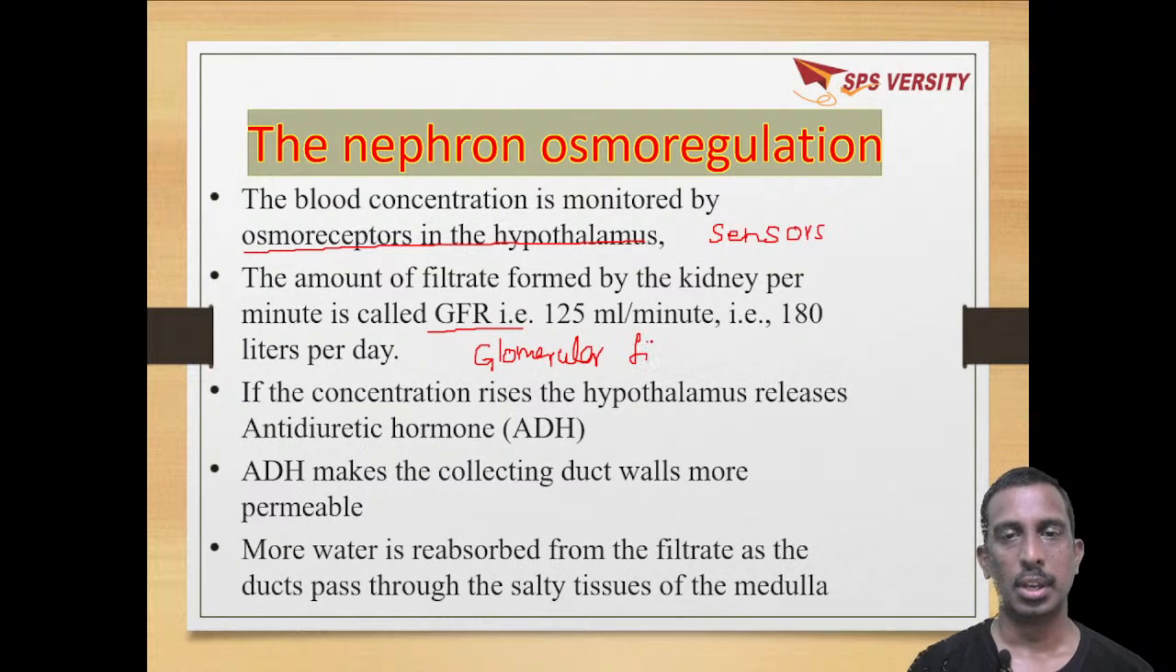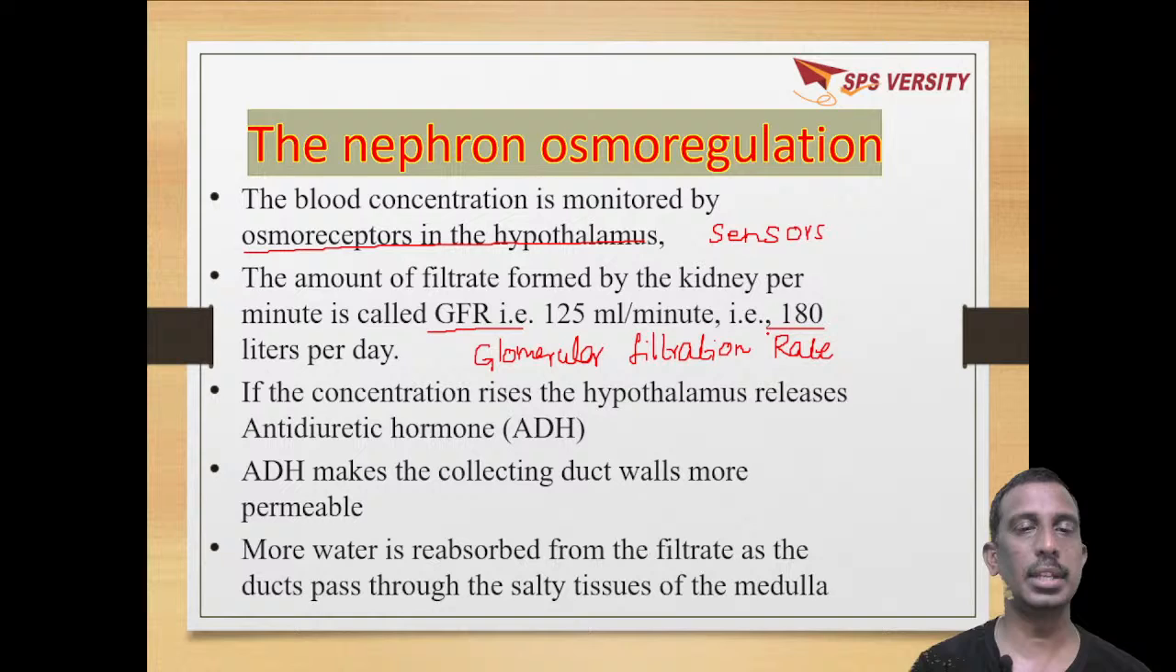This glomerular filtration rate is one of the measurements of effective functioning of the kidney. The amount of filtrate formed by the kidney per minute is roughly 125 ml per minute. If you calculate per day, it is 180 liters per day.